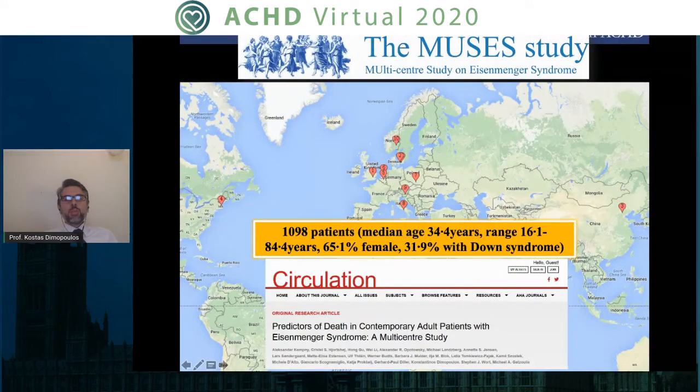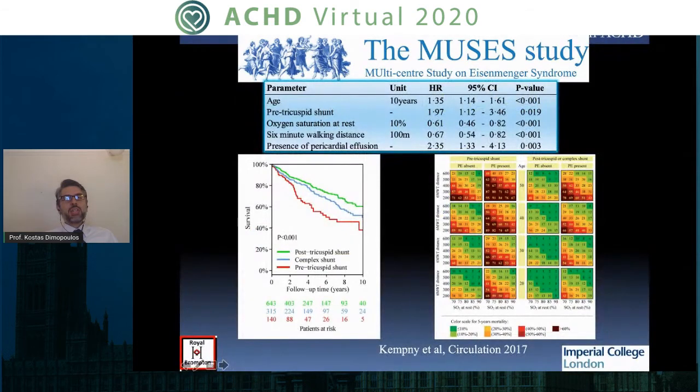This is probably one of the most important papers in Eisenmenger syndrome in the last several years. This is by Alexander Kempny, putting together a large cohort, over 1,000 patients with Eisenmenger syndrome, looking at prognostication and finding that these were the 5 most simple but powerful predictors of outcome: age, the presence of a pre-tricuspid shunt, so an ASD Eisenmenger, oxygen saturations at rest, the 6-minute walk test distance, and presence of pericardial effusion. And using these simple markers, you can predict outcome in these patients.